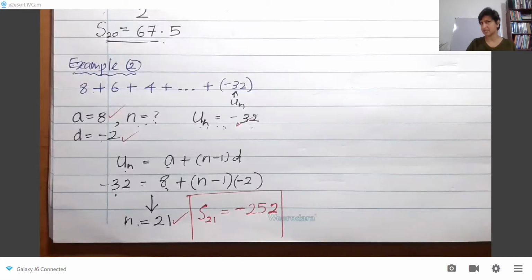Can the sum be a minus answer? It can, right? Now for n you can't get a minus answer. If you do get a minus answer, you say I reject it, because it's the position of the term in the sequence. That can't be a negative number. But the sum of your terms can be negative. So you shouldn't keep any doubt when you get a negative answer.